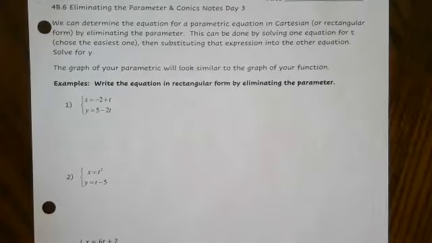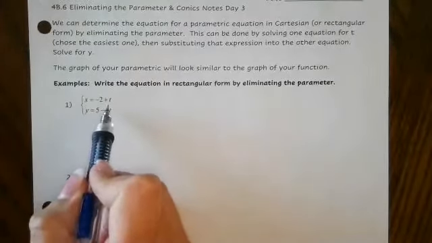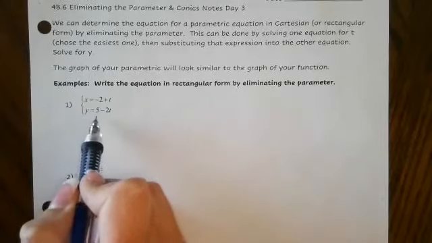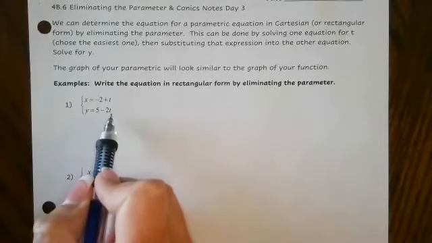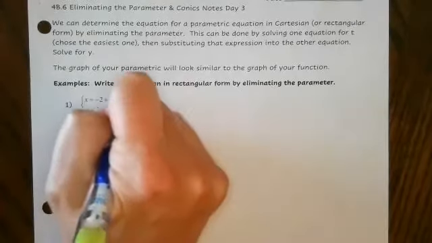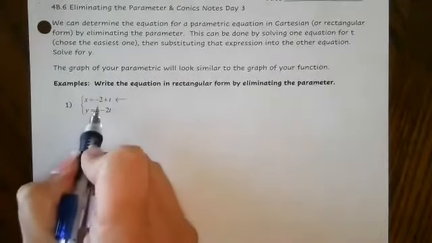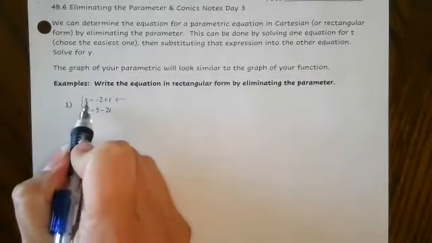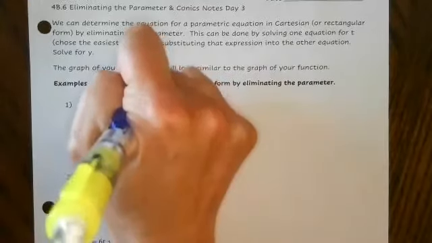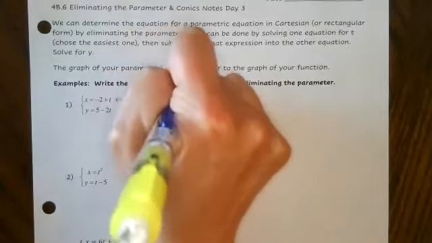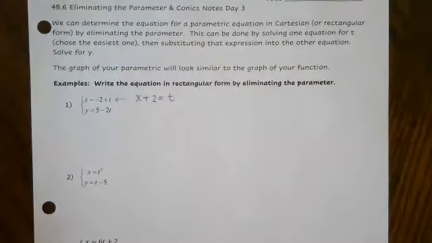All right, so for our first example here, we have x equals -2 plus t and y equals 5 minus 2t. The easier one to solve for t here would be this first one. So that's the one we're going to solve for t. On this first one, the only thing I need to do is add 2 to get it to the other side. So I get x plus 2 is equal to t.